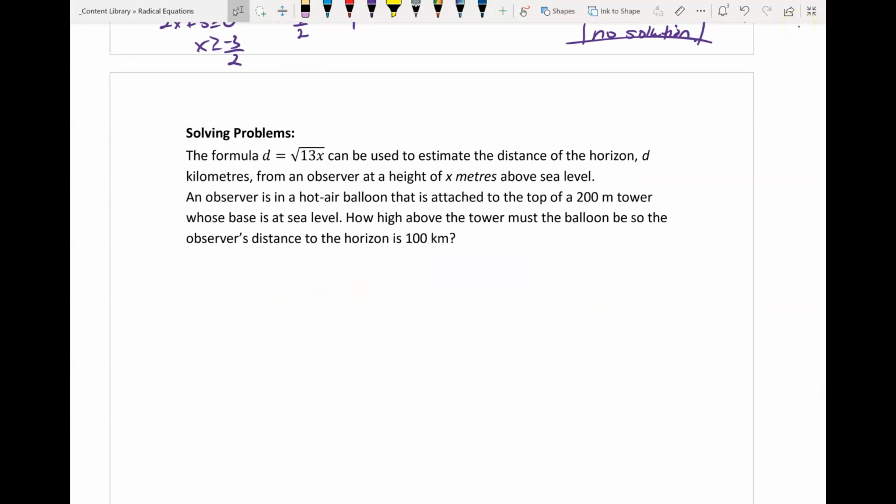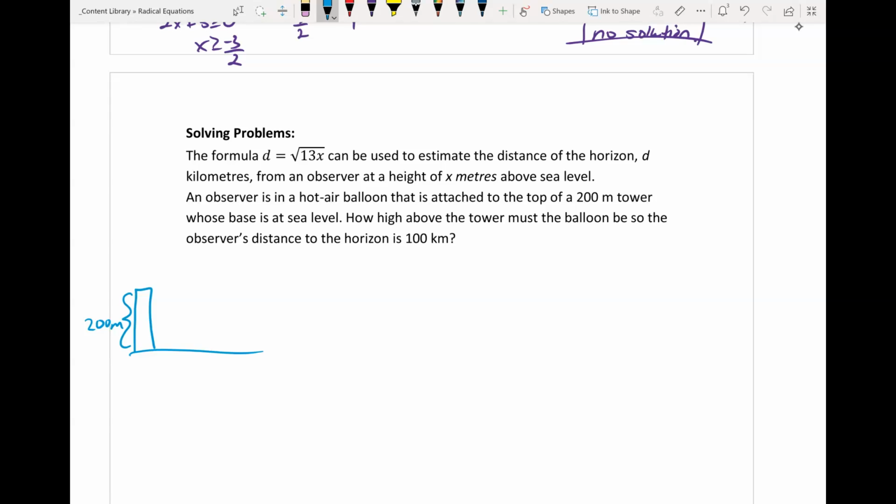Moving on to the last question, we have a problem-solving question to do. The formula d equals the root of 13x can be used to estimate the distance of the horizon d kilometers from an observer at a height of x meters above sea level. An observer is in a hot air balloon that's attached to the top of a 200-meter tower whose base is at sea level. So we're going to go ahead and draw a diagram as we read this because it is a lot of information. So we have a tower here that is 200 meters tall.